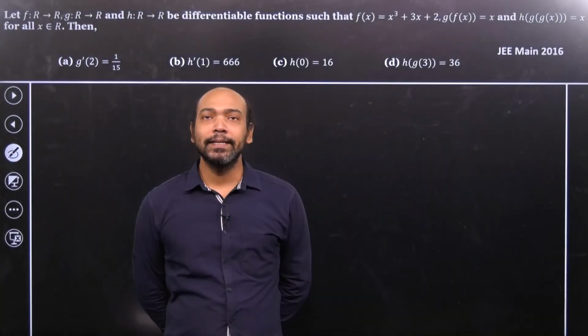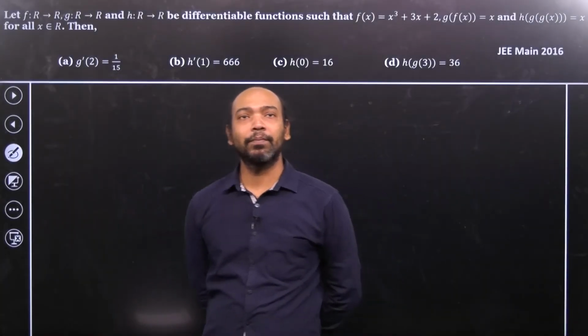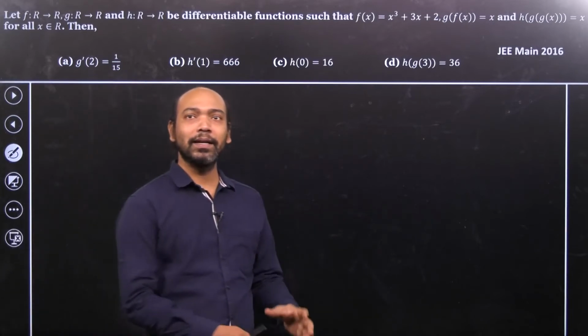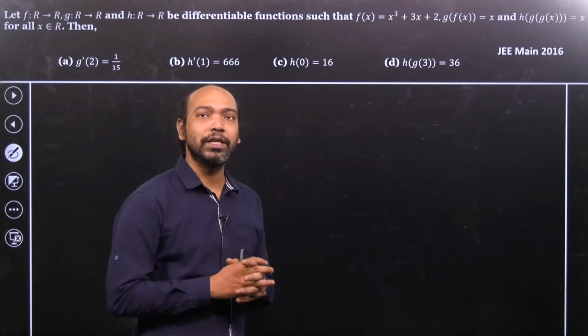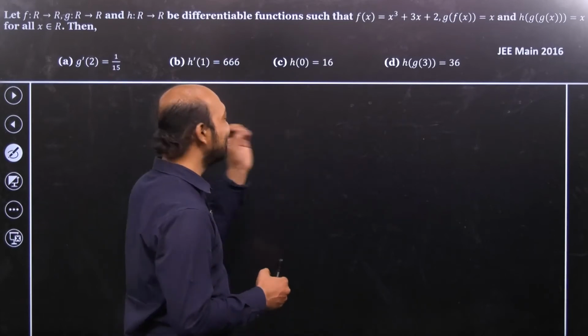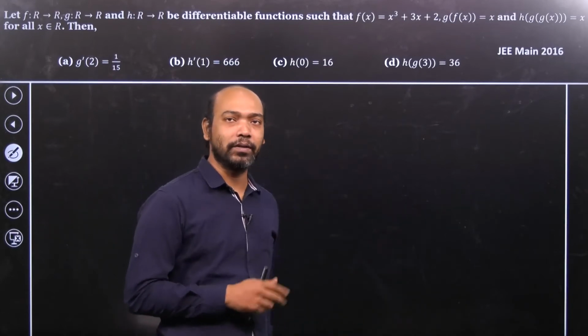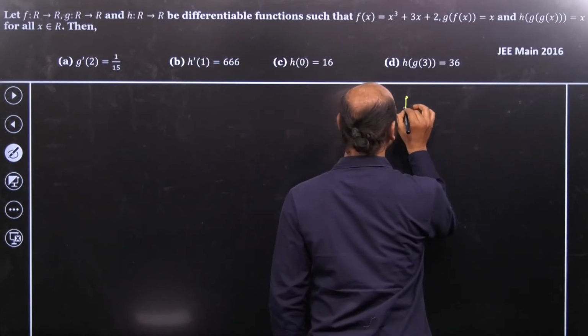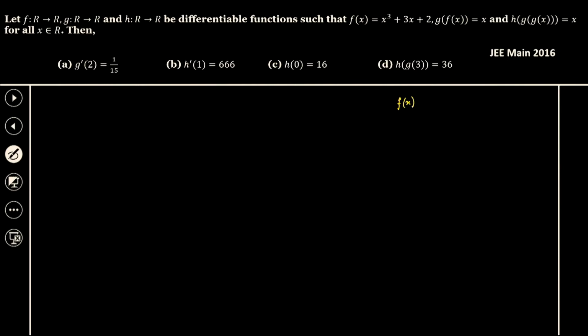Hi all. In this particular problem, the problem came directly from a composite function. First, we just write down all the info because it is required, and it's g of f(x), a complicated one. So first write that down. What is f(x)? f(x) gives you x cubed plus 3x plus 2.